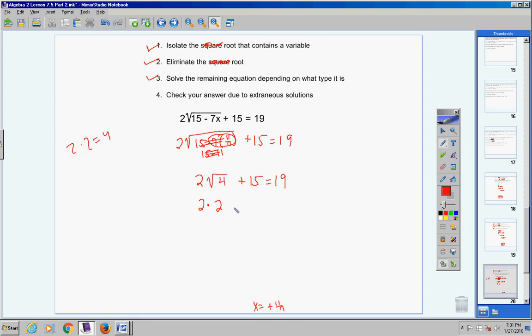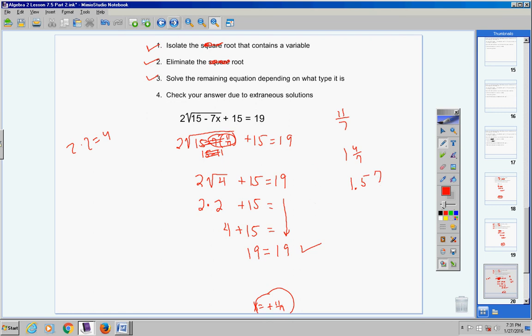So the square root of 4 is 2. Then bring down your positive 15. Now 2 times 2 is 4, so we have 4 plus 15, or 4 positive 15. That gives you 19, which equals 19. Alright? Checks. So this is my right answer. So you can put 11 sevenths. You can put 1 and 4 sevenths. Or now that you're done checking it, if you want to put a decimal, I have no problem with that. 1.57 rounded. Any of those would be fine.